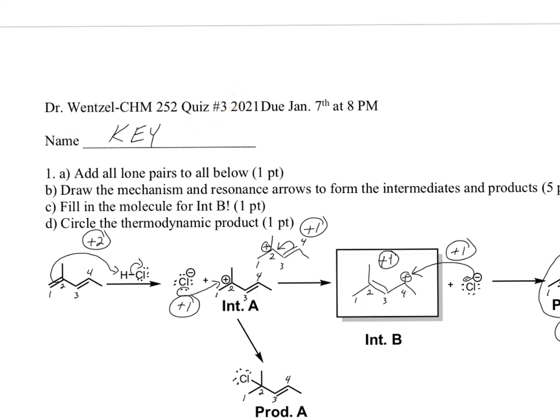So quiz number 3 for 2021. A couple things for part number 1. Make sure we added all lone pairs to all below. I want you to draw the mechanism and resonance arrows to form the intermediates and products. Fill in the molecule for intermediate B. Then circle the thermodynamic product.